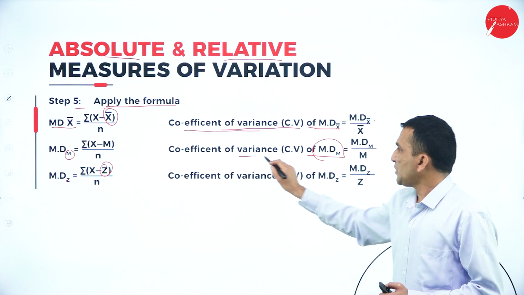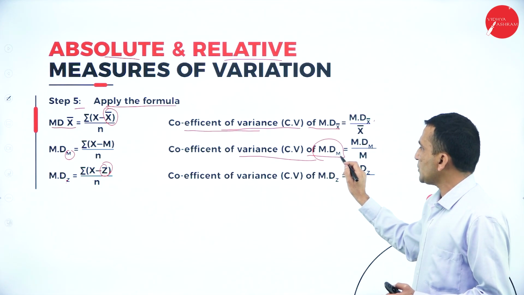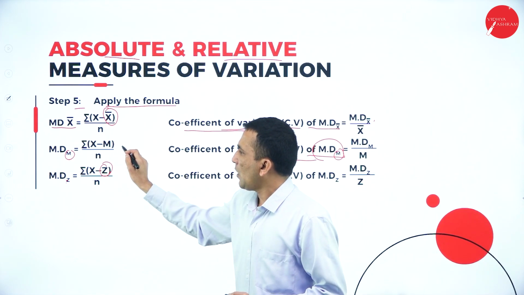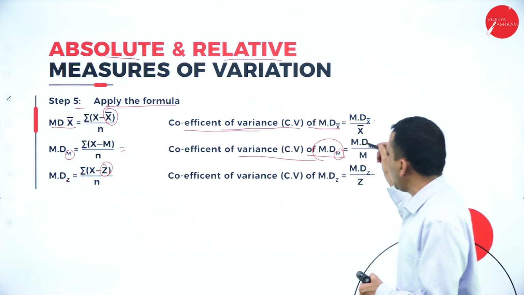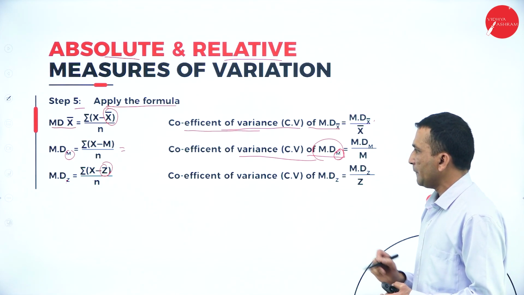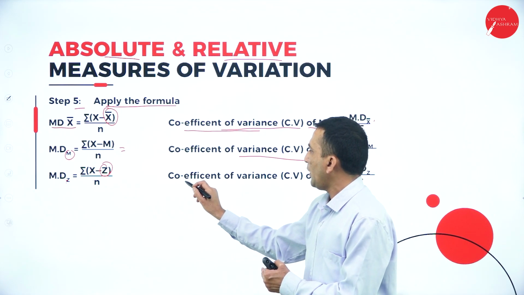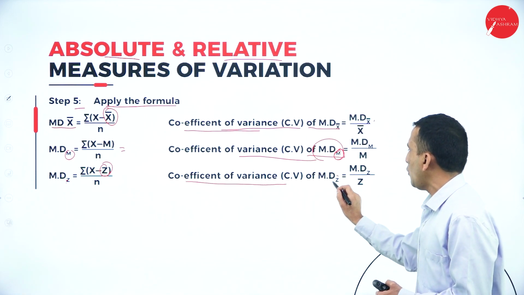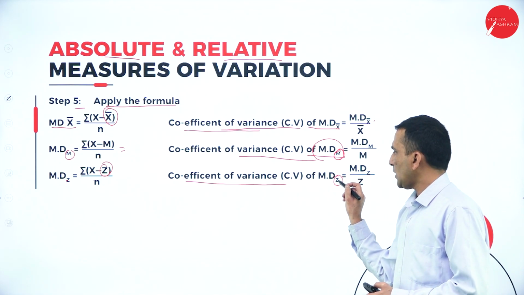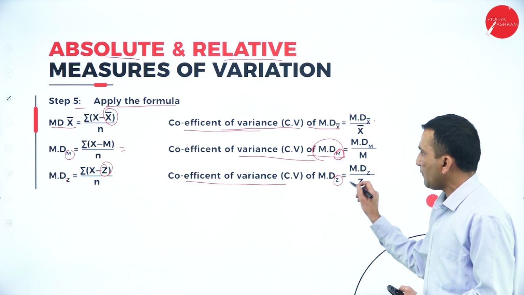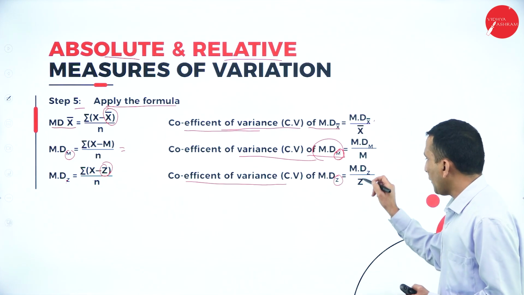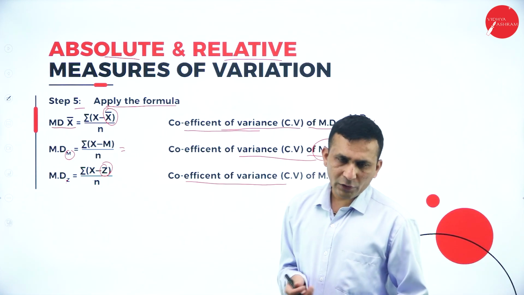Same thing, coefficient of mean deviation of median. Whatever final answer we got, we write it as the numerator, and the denominator we write median. And the same thing with the help of coefficient of mean deviation of mode, if you try calculating: mean deviation of mode, which we just calculated under absolute, divided by mode. Moving forward to the next slide.